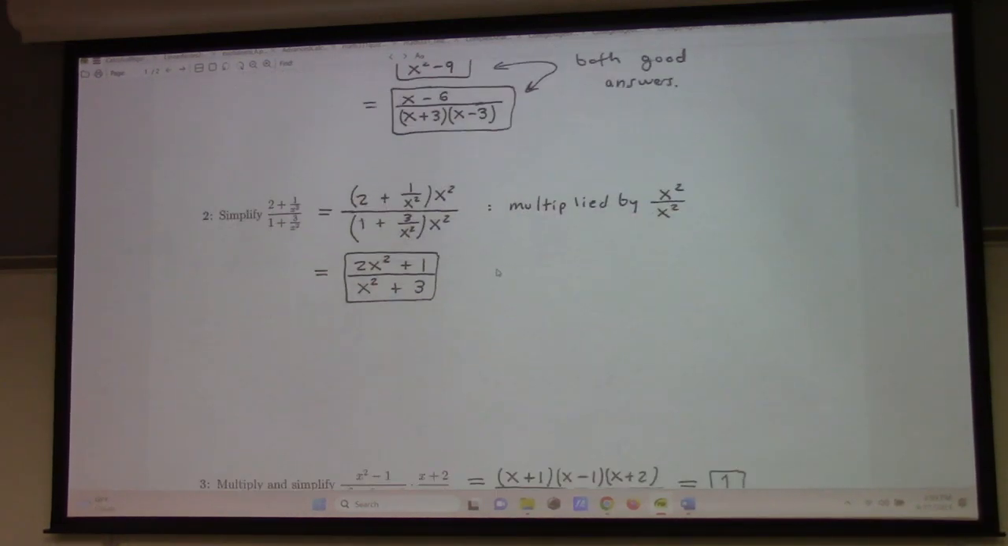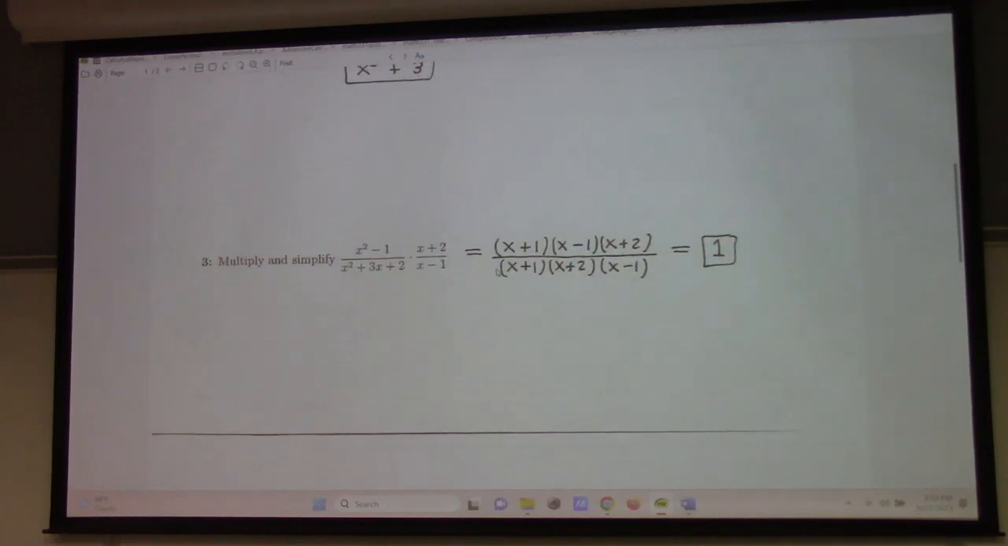So problem two, pretty simple. We just multiply by x squared over x squared. By doing that, we clear out the fractions, change from being a compound fraction to being just a single fraction, and there it is. That's as far as you can go. You can't do anything more. That's it.